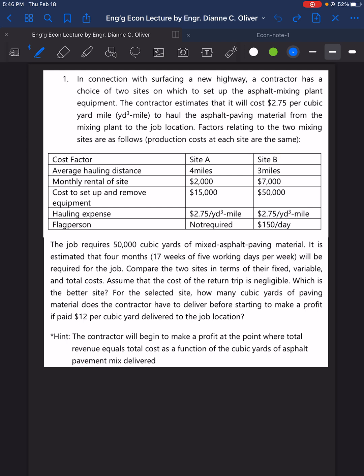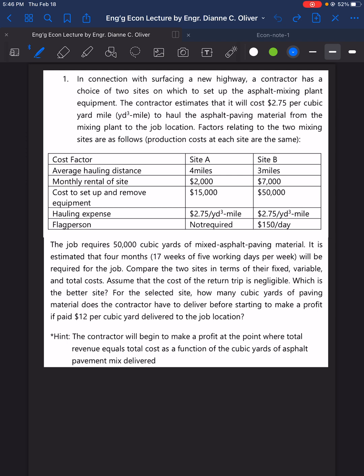The job requires 50,000 cubic yards of mixed asphalt paving material. It is estimated that 4 months, that is 17 weeks of 5 working days per week, will be required for the job. So this is the duration of the work. Compare the 2 sites in terms of their fixed, variable, and total costs. Assume that the cost of the return trip is negligible.